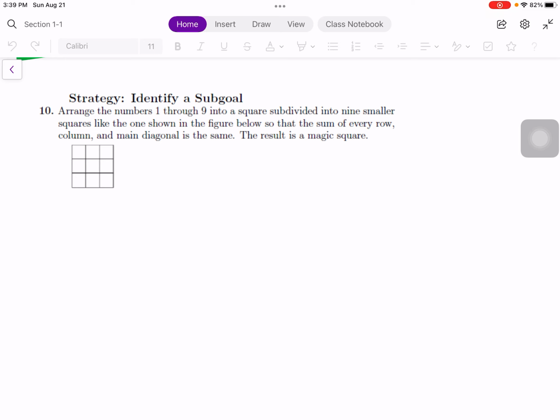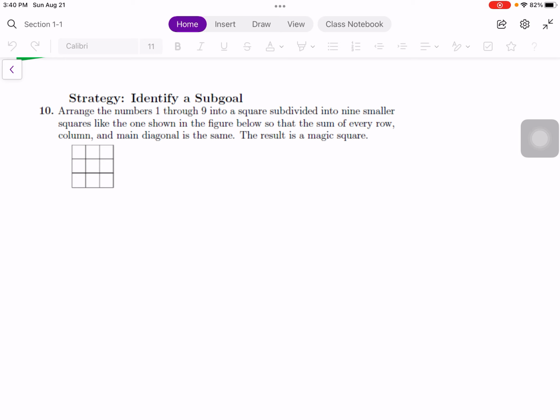This is a good example. Arrange the numbers 1 through 9 into a square subdivided into 9 smaller squares, like the one shown in the figure below, so that the sum of every row, column, and main diagonal is the same. The result is a magic square. Okay, so this is the type of magic square where you want to use the numbers from 1 to 9 and you want to make sure that the sum in every row, column, and diagonal is the same, right?